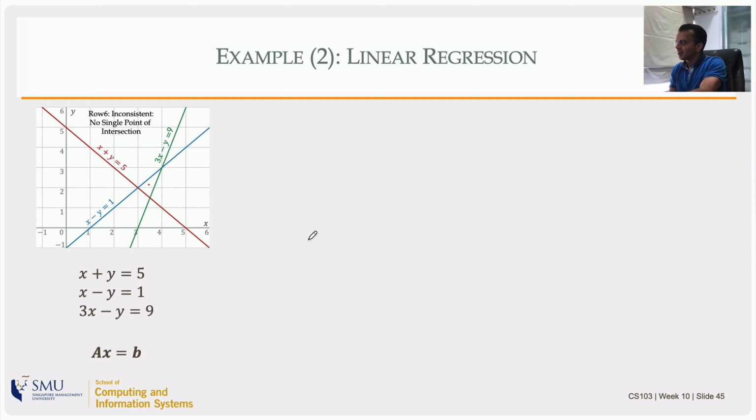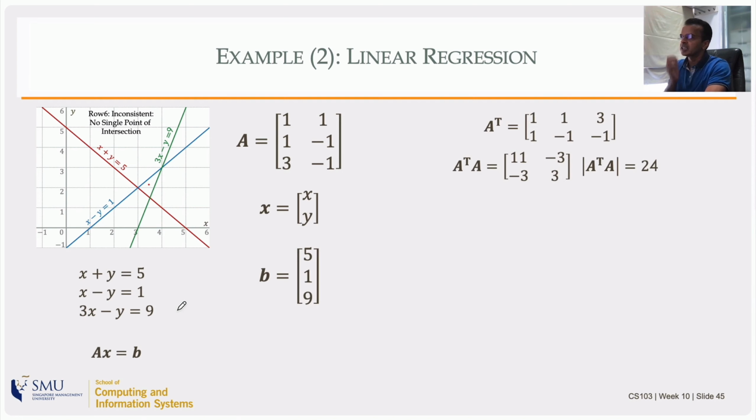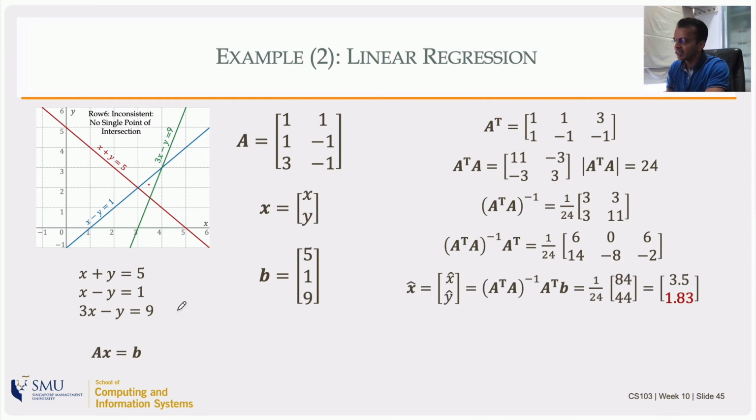But now we are much more sophisticated in terms of our linear algebra ability. So we can actually write Ax equal to b, where A is 1, 1; 1, minus 1; 3, minus 1. My x vector is x and y, and b is 5, 1, 9. Then I can take (A transpose A) inverse A transpose b, and then I can get the best possible value of x and y. I get 3.5 and 1.83.